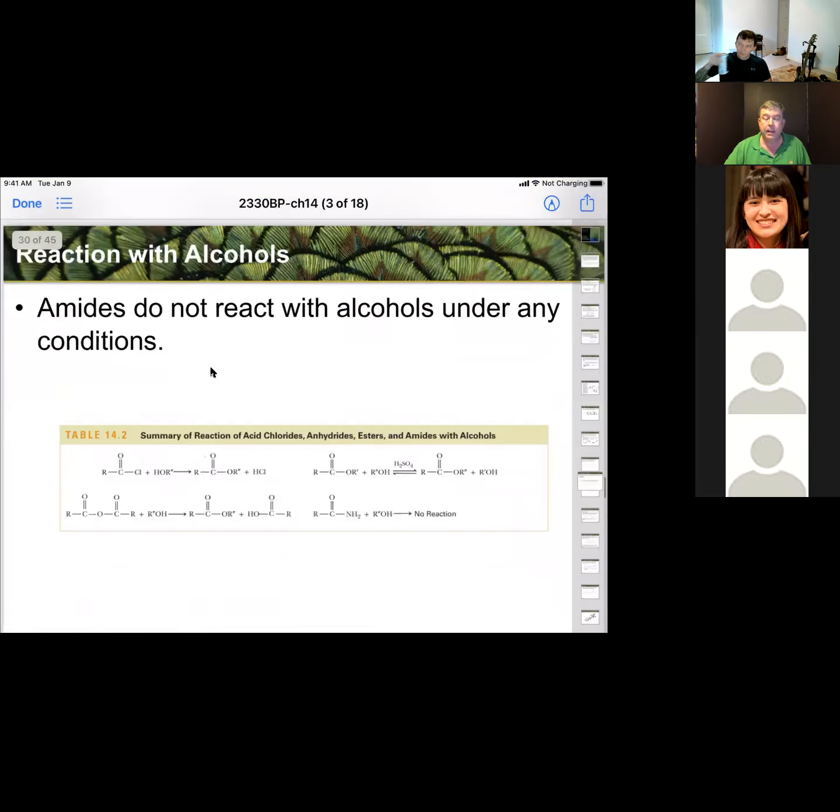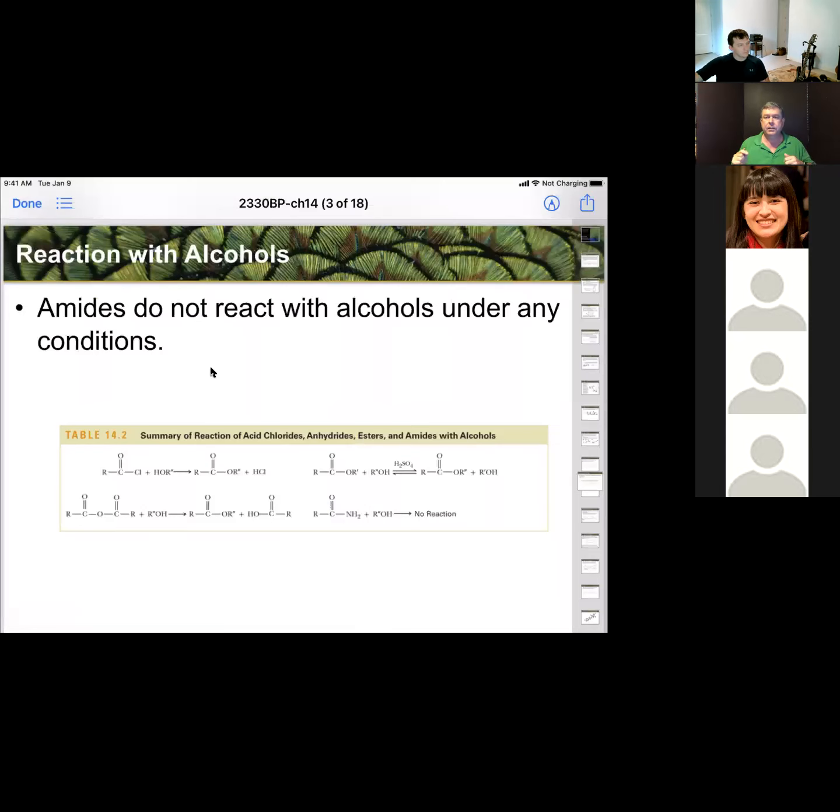Okay, and amides don't react with alcohols, right? Because the thing leaving would be much more basic than the thing we're attacking it with. So there's actually no reaction with the alcohol when we have amides. Okay, the ammonia is a much, much better nucleophile than the alcohol, and therefore nothing happens. All right, questions on that?